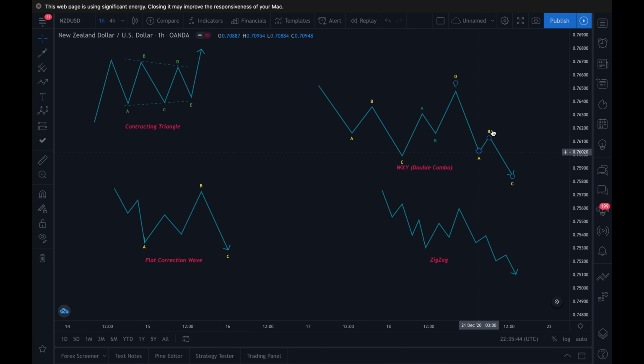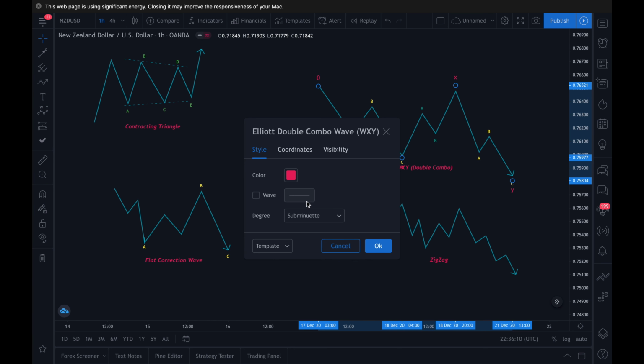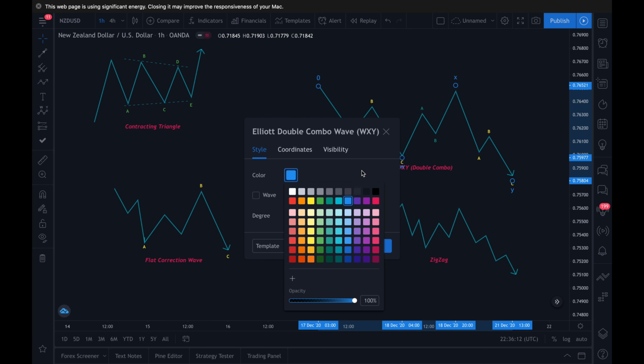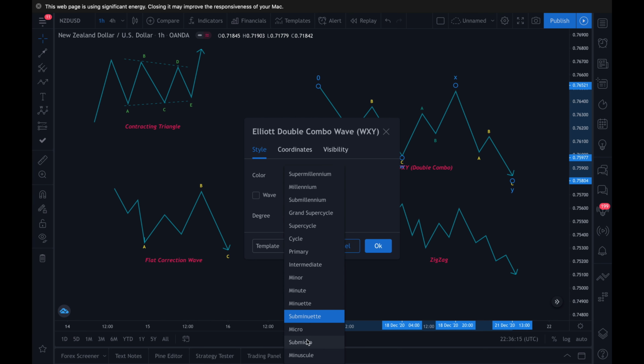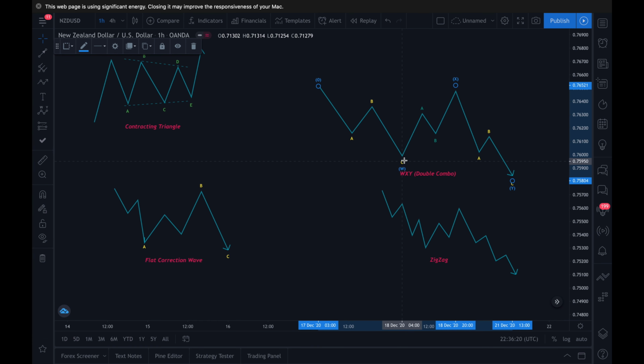And then finally we're going to have this ABC wave. This ABC wave, which is the final correction wave, is most commonly a zigzag wave because it's considered your final wave of your correction. And we term this a WXY double combo wave. So it's going to be this, and then finally this. So I'll just make this a little bit clearer for you guys. Let's say we turn this blue and we make this submicro. And then I'll bring this a little bit lower.